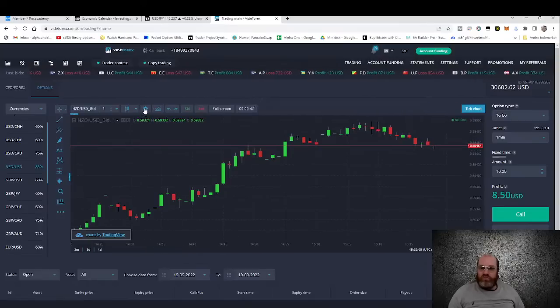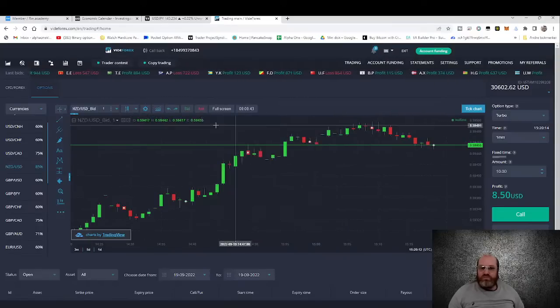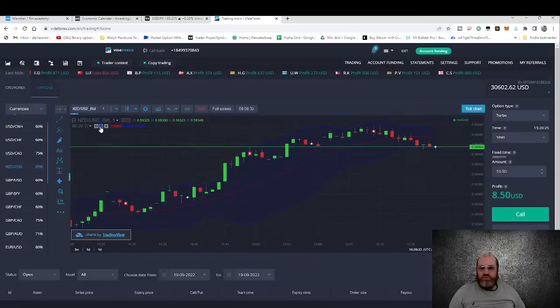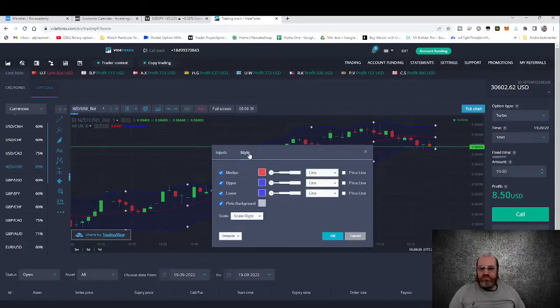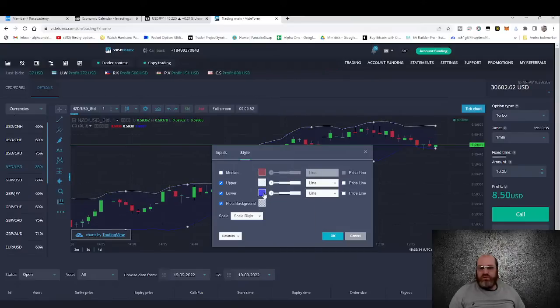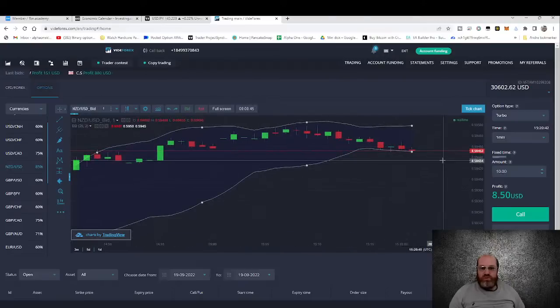We are using one indicator. Not here, here. We are only going to edit just a little. We do not need the median line, so we remove that. The upper line we put to white. The lower line we put to white. In that way we have a good view of the market.